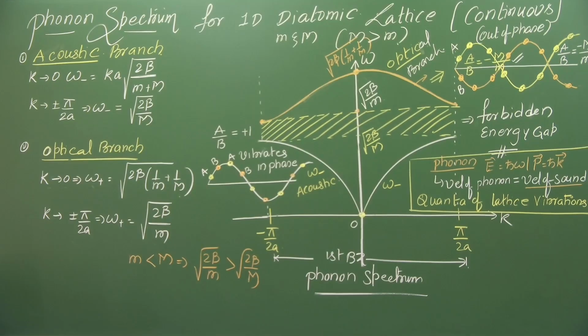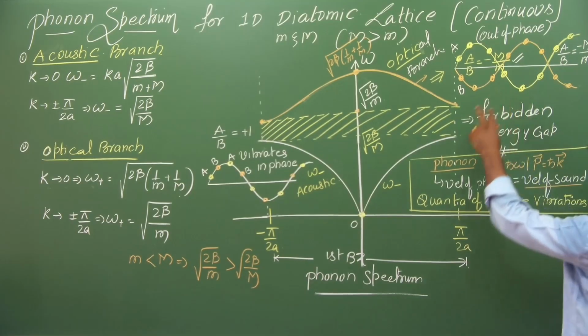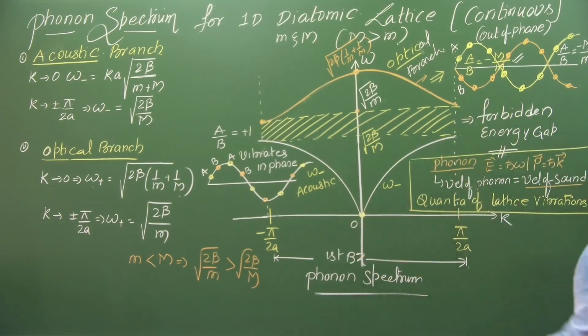Or else I will send that derivation. If you want, you can write in your notebook. I will send after the class. A small derivation is there. If you want, leave one space. Those who want to know how it is out of phase, how it is in phase, just leave one side. I will send it. You can write.